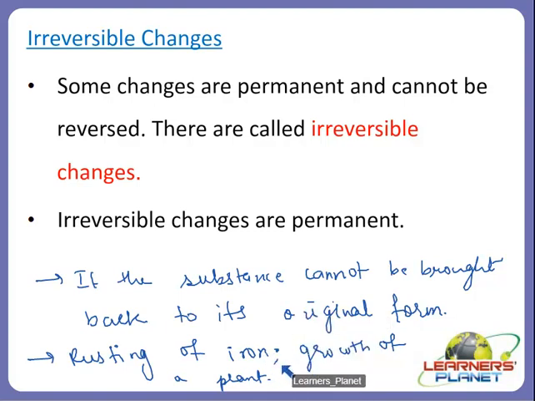The iron, when once gets rusted, cannot be brought back to its original form. The growth of a plant, once it has taken place, cannot be brought back into seed or its original size. So now let us discuss more in detail.